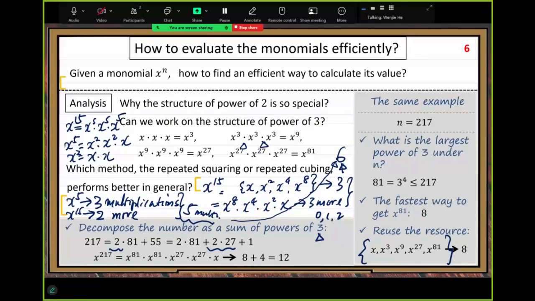So on each side we have one example. One example where repeated squaring can do better, and one example where repeated cubing can do better. Okay? So your answer: it depends, right? Question.